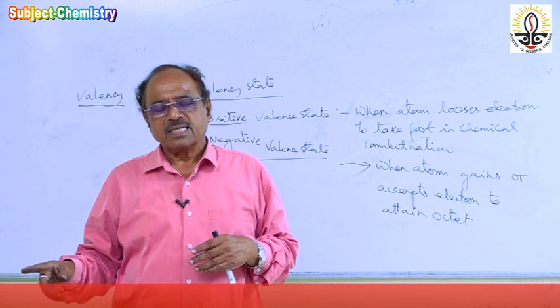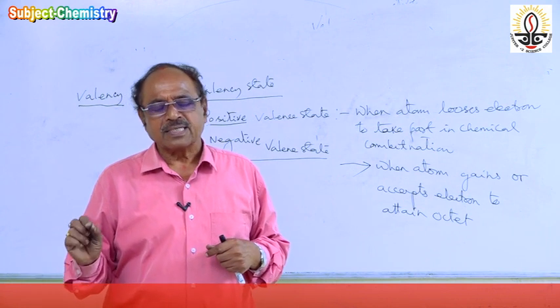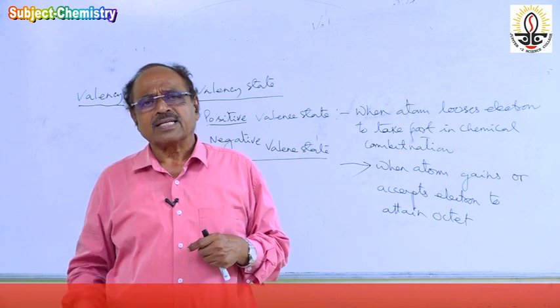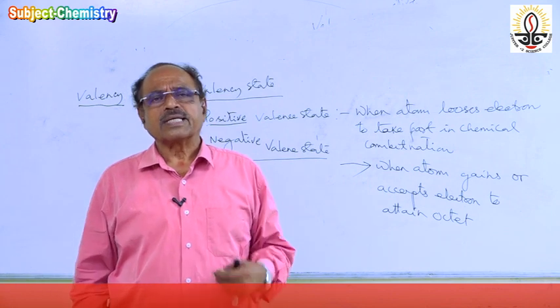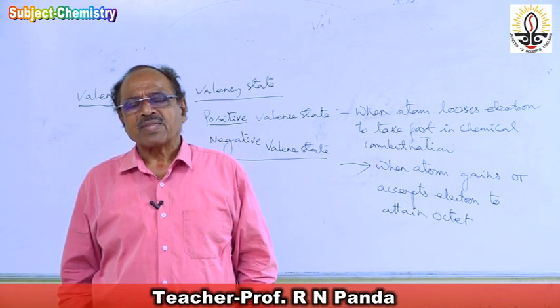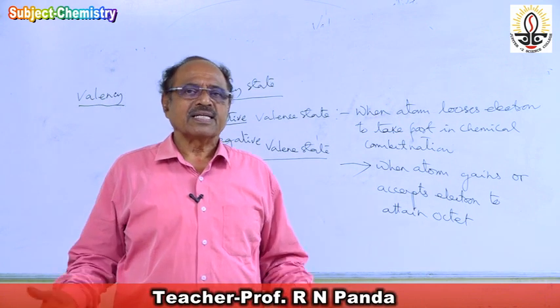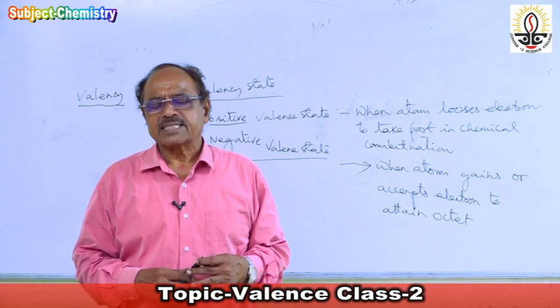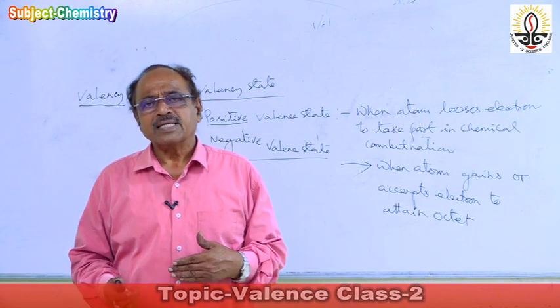Now if you come to group 6, they can take 2 electrons. They have a tendency to take electrons, so they exhibit a negative valence state. And group 7 elements have 7 electrons in their outermost shell, so they have a -1 valence state and take part in chemical combination.